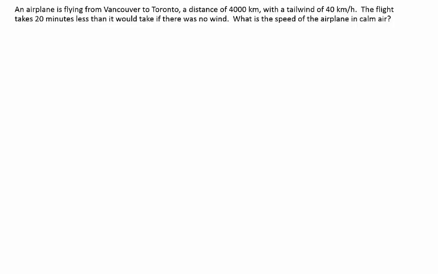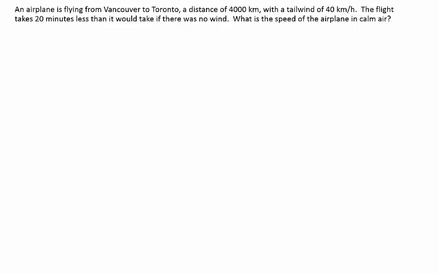An airplane is flying from Vancouver to Toronto, a distance of 4,000 kilometers, with a tailwind of 40 kilometers per hour. The flight takes 20 minutes less than it would take if there was no wind. What is the speed of the airplane in calm air?